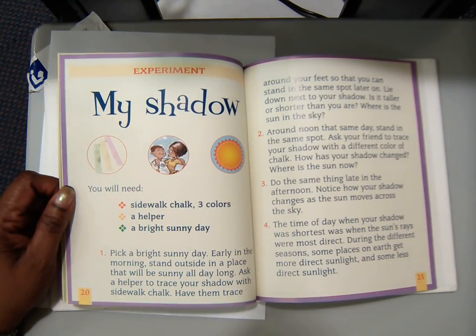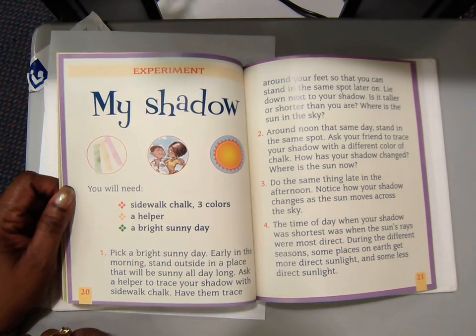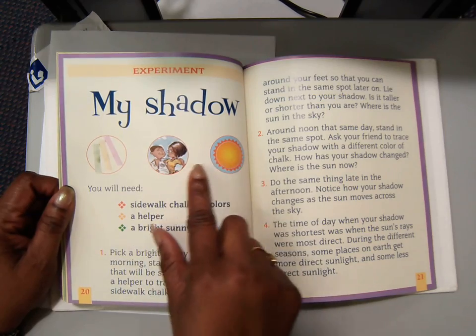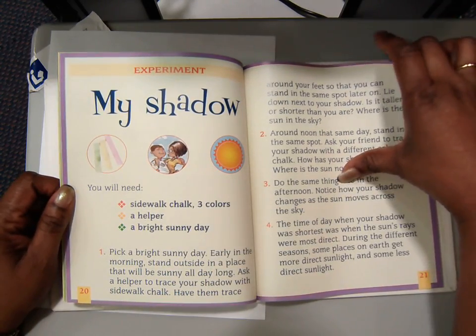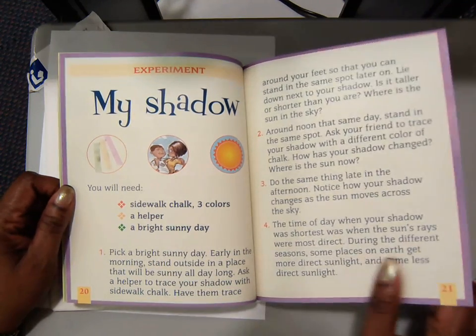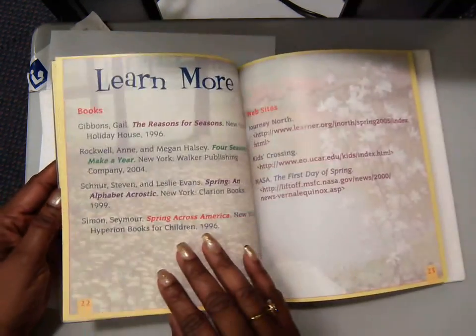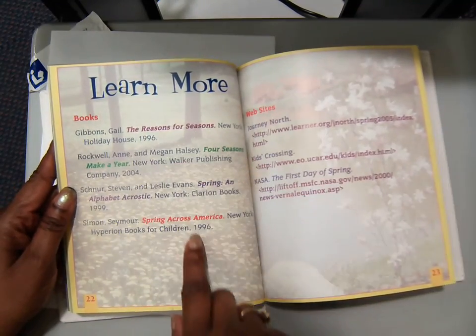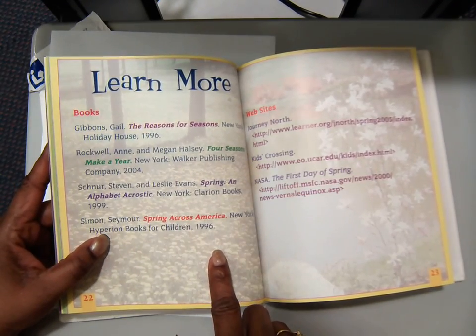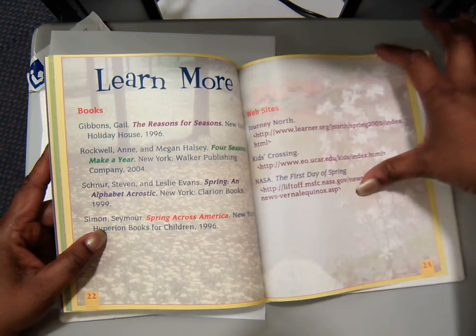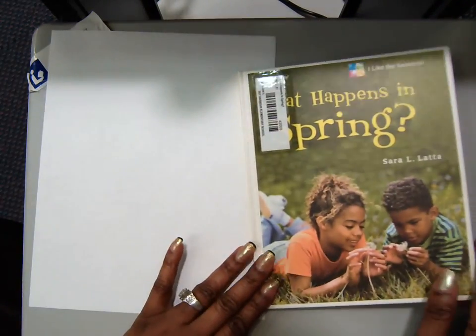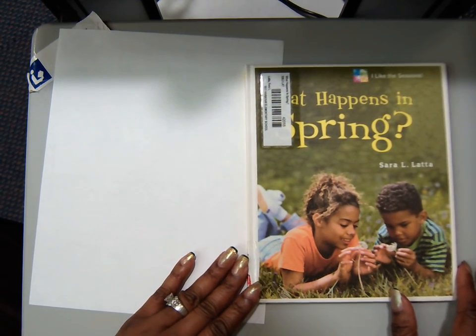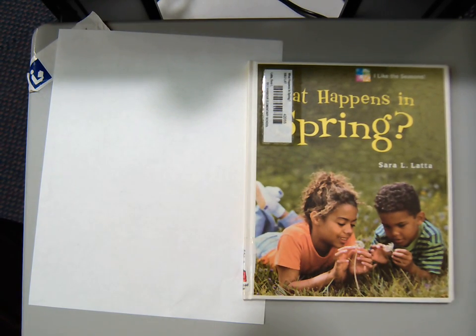An experiment that was in the book that we're not going to talk about too much, but about your shadow. And your shadow has to do with you and the sun, but we won't talk in detail, but this book includes that. These are a list of books that if you wanted to know more about spring, and websites. And that's the end of this little book called What Happens in Spring by Sarah Latta.